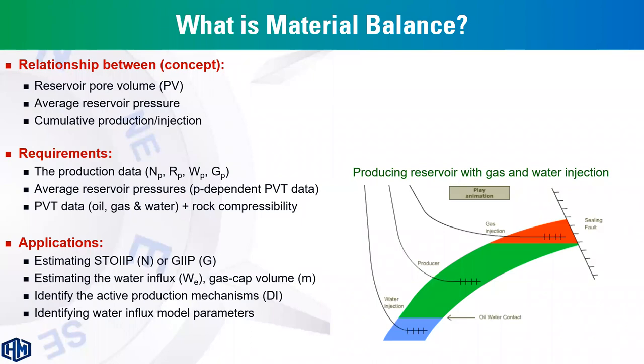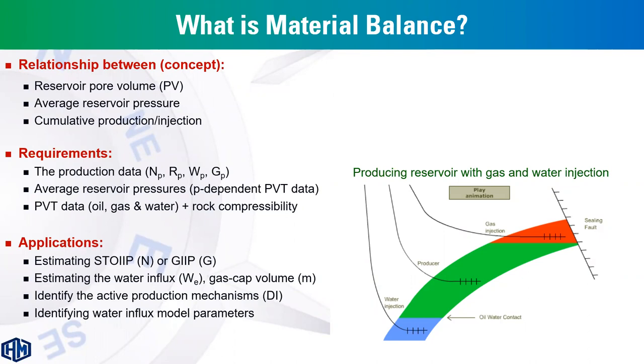So the requirements for material balance applications are the correct production data, cumulative oil, cumulative water, cumulative gas production, and average reservoir pressure and other pressure dependent PVT data. And also rock compressibility is very important in those calculations. So the applications are to estimate the STOIIP for oil, or gas initially in place for a gas reservoir, and also to estimate water influx and estimate the gas cap volume or gas cap size.